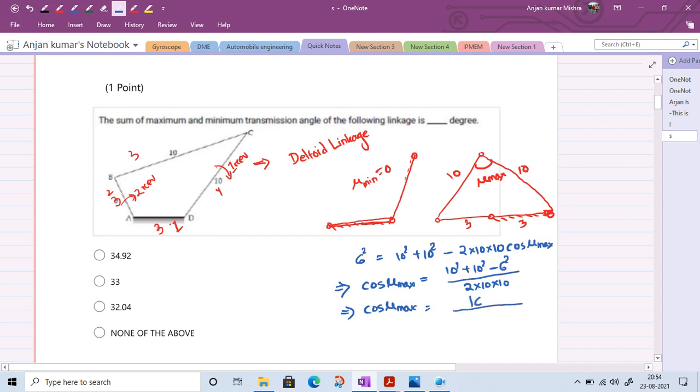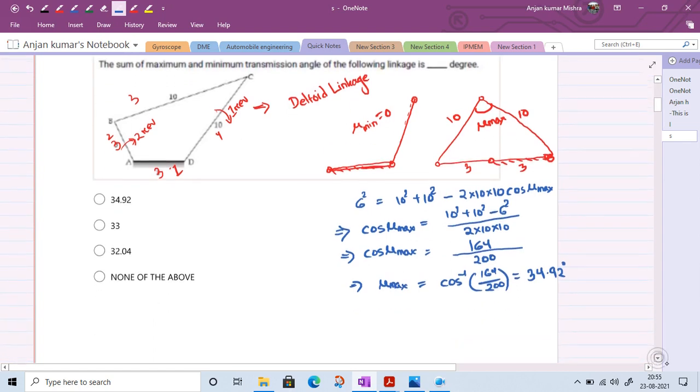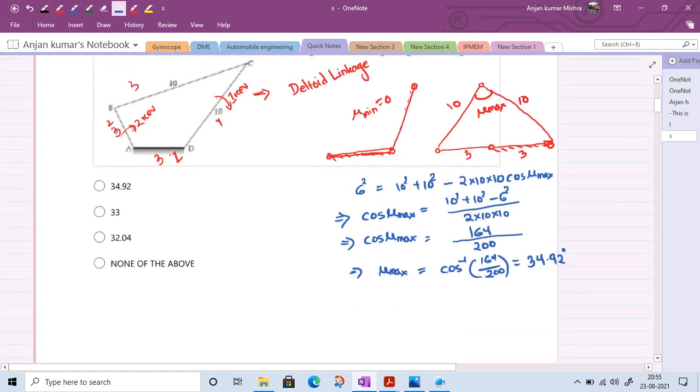so it is 164 divided by 200. So if we calculate mu max here, mu max will be equal to cos inverse of 164 divided by 200, and using our calculator, the angle comes out to be 34.92 degrees. So here the total angle, that is mu min plus mu max, would be equal to 34.92 degrees. So option 1 is our correct answer.